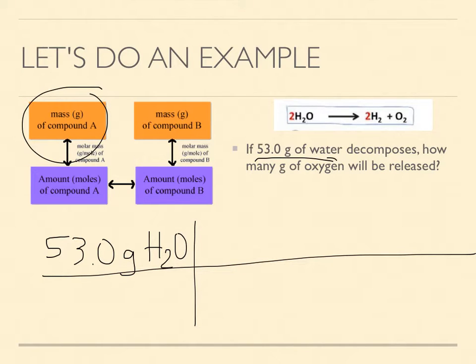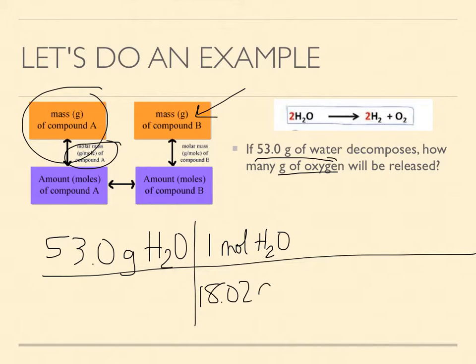Now, I know by looking at my mole map, my goal, which would be mass of oxygen, is another substance, so we can't just do a direct conversion. I first have to go to moles of my first compound. So for every 1 mole of water, now I'm going to use the molar mass, which is 18.02 grams of H2O. So now grams cancels, and I'll be in moles of water.